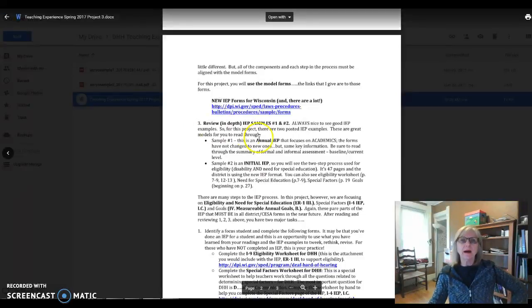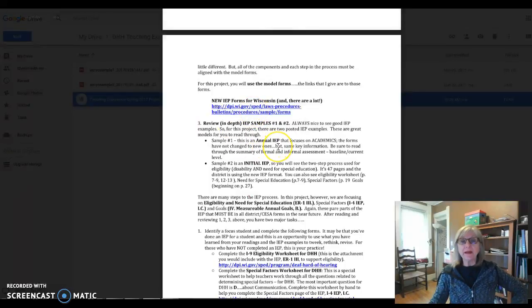The sample one is an annual IEP, so it's not so much the eligibility, but redoing the IEP goals and objectives and the review of current level of performance. Both are really good examples. The second one is an initial IEP, so it's a new student who was referred, and it's the whole process. The first one does not necessarily incorporate the new forms. The second one does.